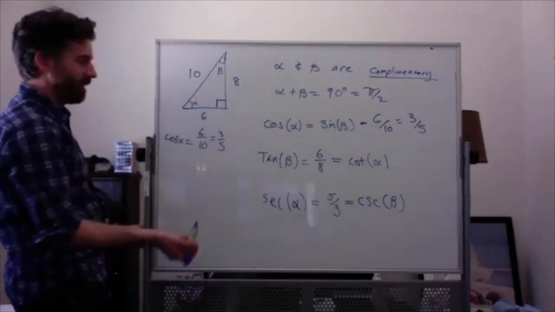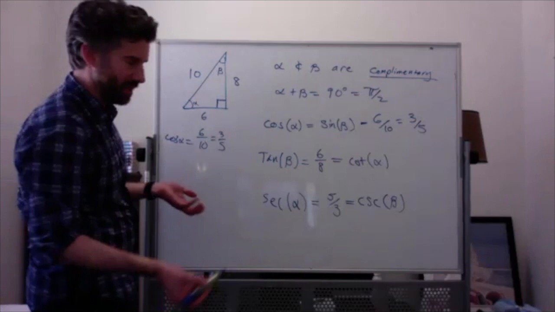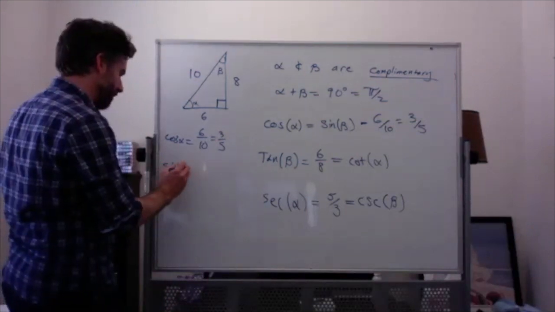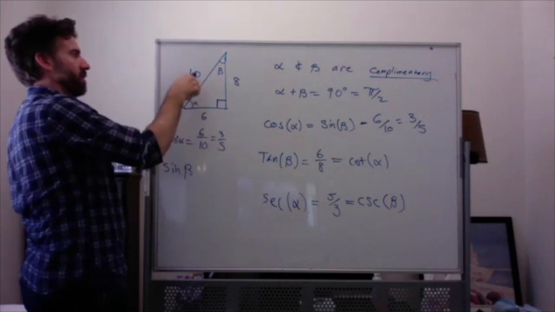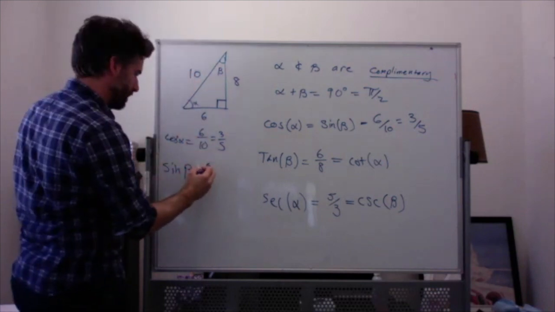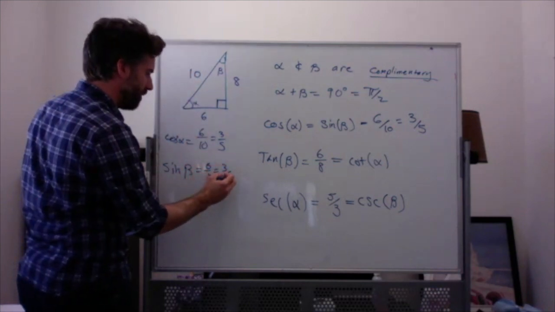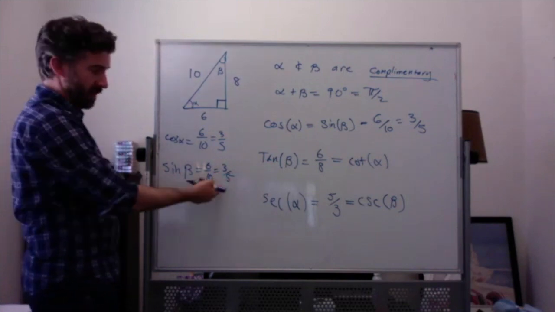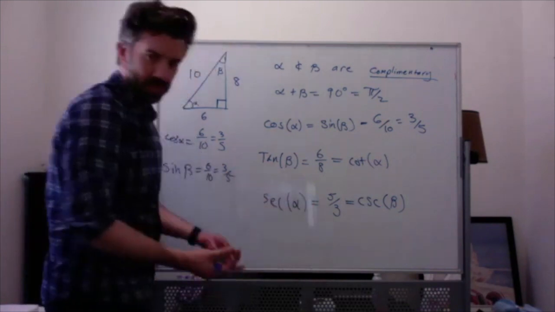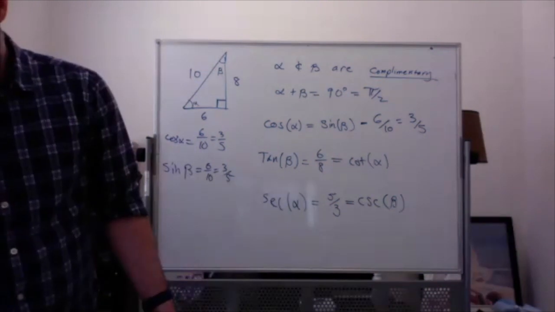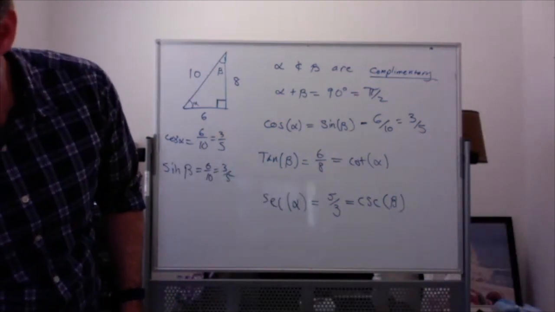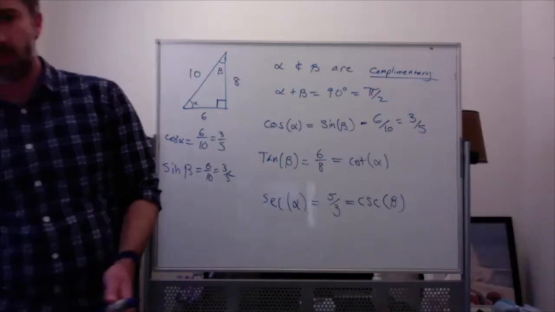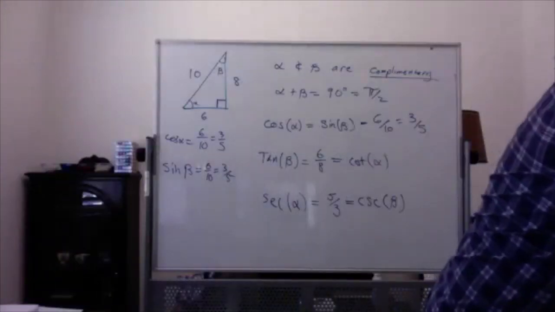Because I know that sine of beta is the opposite over the hypotenuse, which is 6 over 10, which is 3 over 5, I know that the cosecant of beta is the reciprocal, which is 5 over 3. This might not come up a ton, but it does come up on occasion, so I felt like I should mention it.